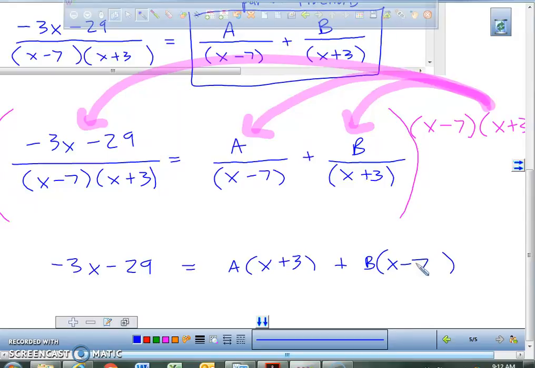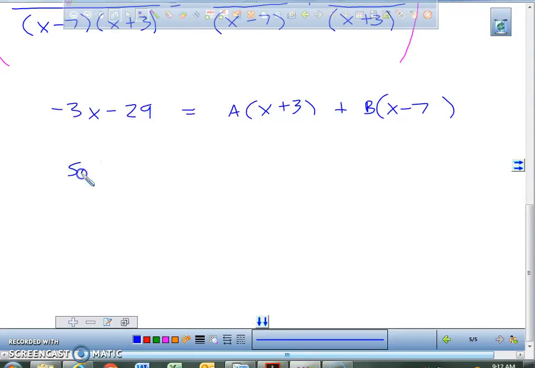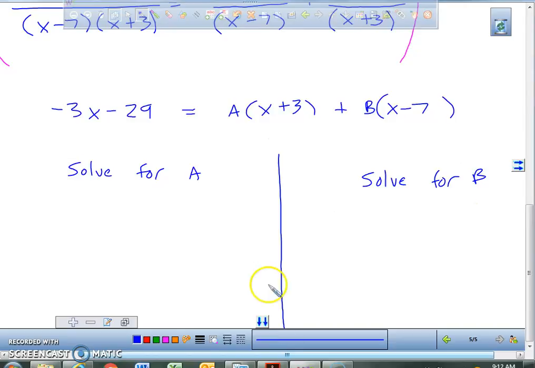So if we were to take our time and energy and multiply all of this in the numerator, eventually, this is what your equation would be. So now what we're going to do is we are going to solve for A. And then over here, we're going to solve for B. So in your journal right now, I want you to make a nice little column like this. Put solve for A and solve for B, and I'll show you how to do that.